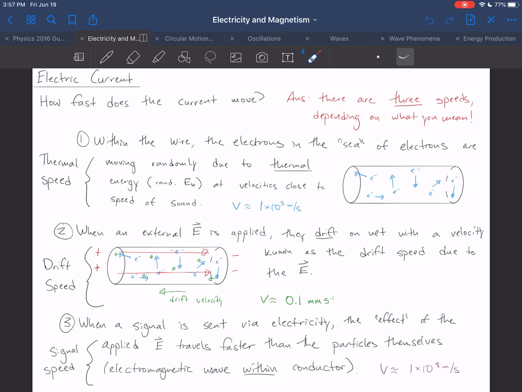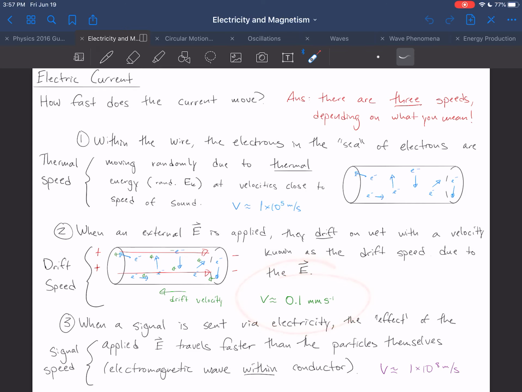It is also worth noting the drift velocity is very, very, very slow. We're talking on the order of 1/10 of a millimeter per second, as compared to this thermal speed of 10⁵ meters per second. This strikes us as kind of absurdly fast until we remember, yes, these are tiny, tiny, tiny particles in that metal lattice. Tiny particles moving very fast.